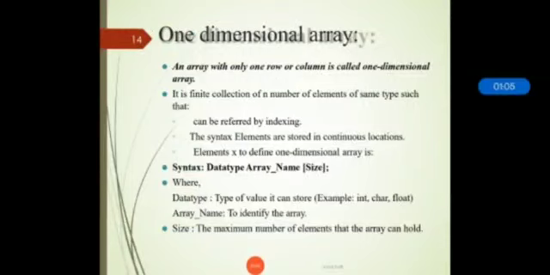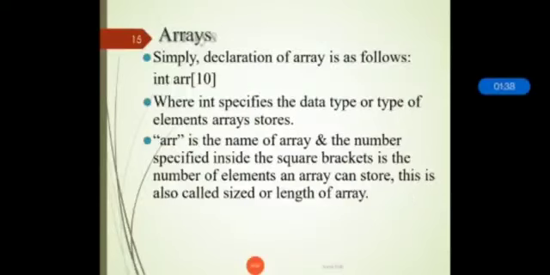This helps in reducing the number of variables, as we don't need to create a separate variable for the marks of every subject, and all marks can be accessed by simply traversing the array. There are various types of arrays: one dimensional, two dimensional. The array with only one row or column is called a one dimensional array. In that we specify the data type, that is integer, character, float, and the size, the maximum number of elements that an array can hold.